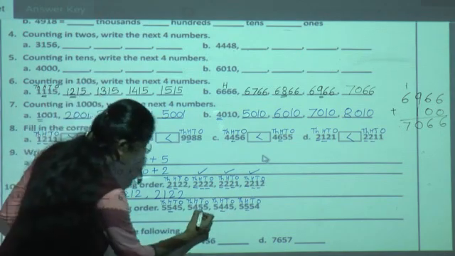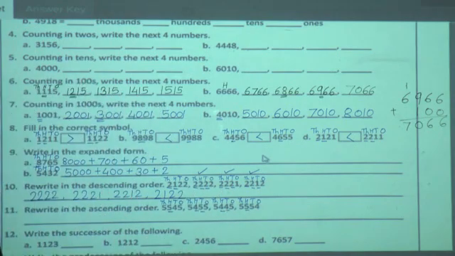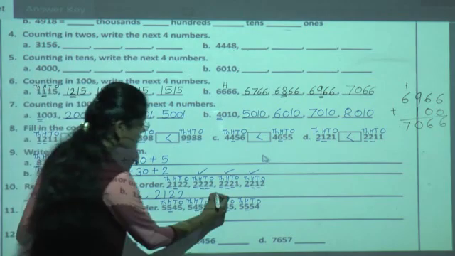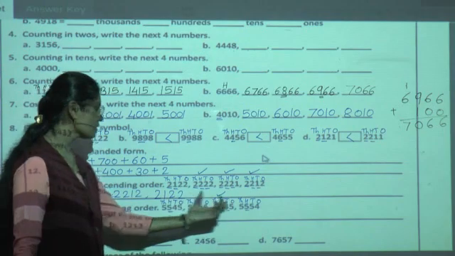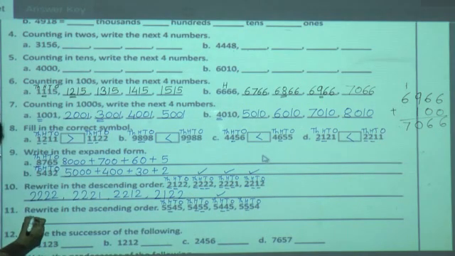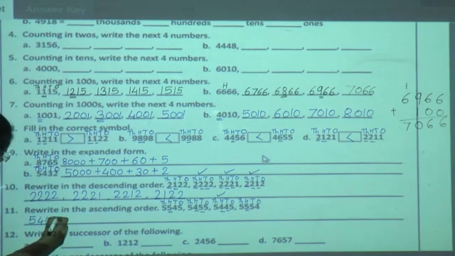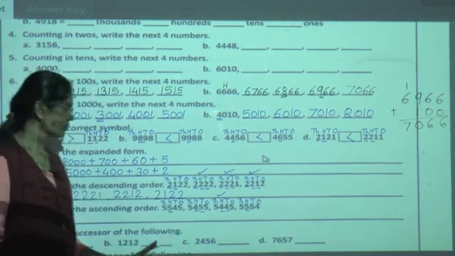Now see the tens place digit, here 5 is there, here 4 is there. Then 4 is smaller than 5, so we will take this number. Why? Because this will be the smallest among these 4 numbers. So I will write here the answer 5445. Now see the remaining 3 numbers.